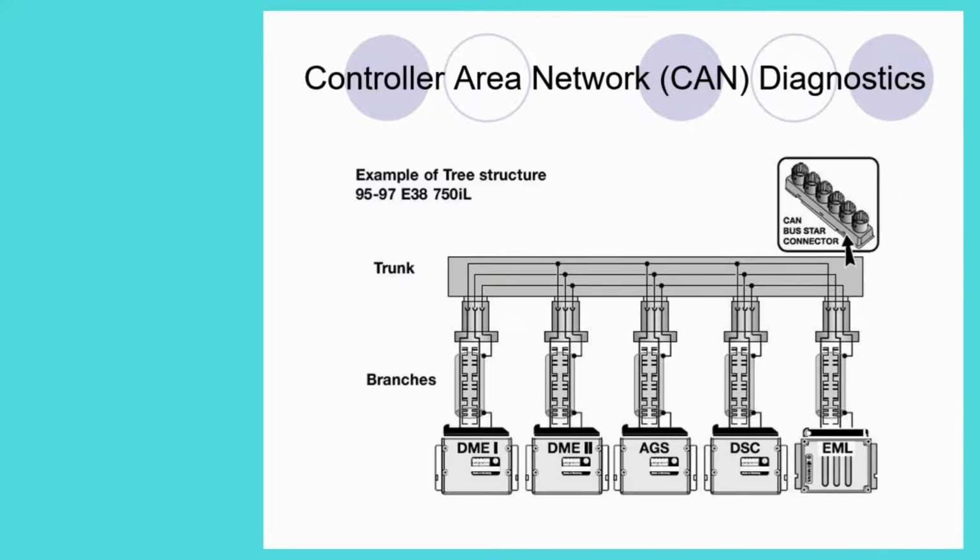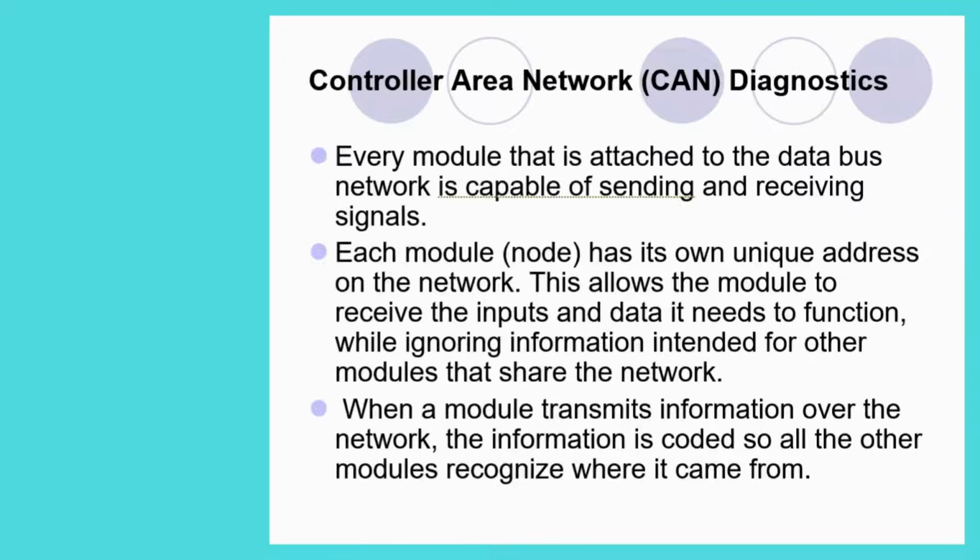The main bus is referred to as the trunk, with the individual control units occupying the branches. Every module that's attached to the data bus network is capable of sending and receiving signals. Each module or node has its own unique address on the network. This allows the module to receive the inputs and data it needs to function, while ignoring information intended for other modules that share the network.